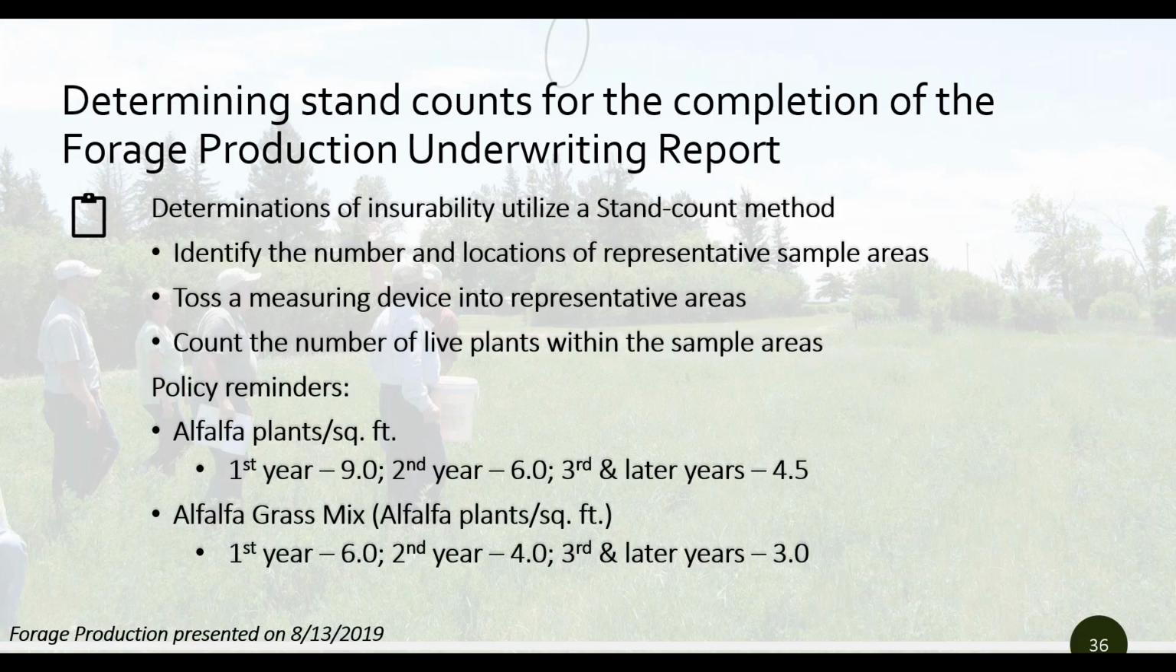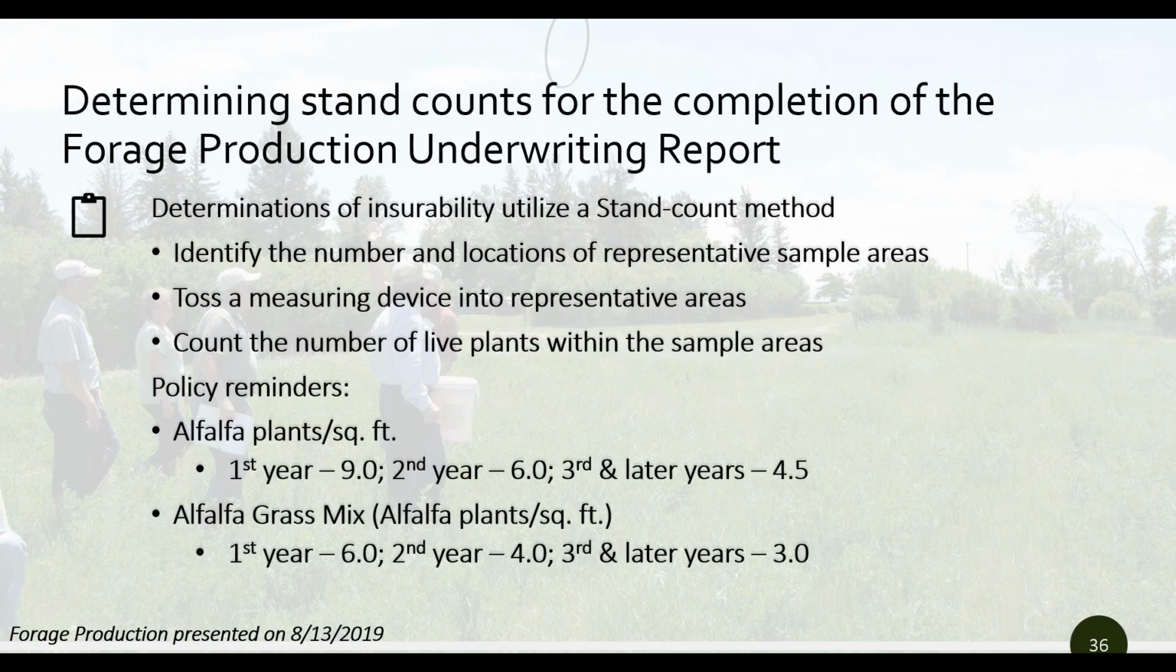It may or may not be a hula hoop. You can cut down a hula hoop to the specified measurements, and those measurements are provided in the Loss Adjustment Standards Handbook to measure the inches out so that you can get either a two foot square representative area or maybe a 3 foot or more. And then you're just going to throw that out there in a representative area and count the number of live plants within it.